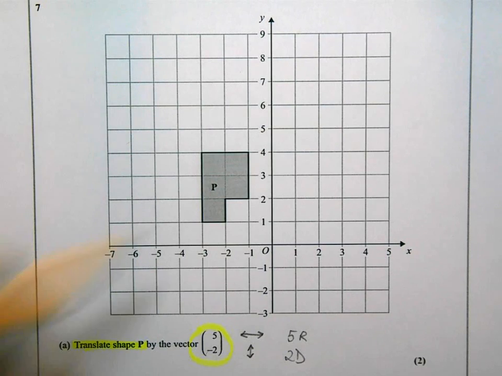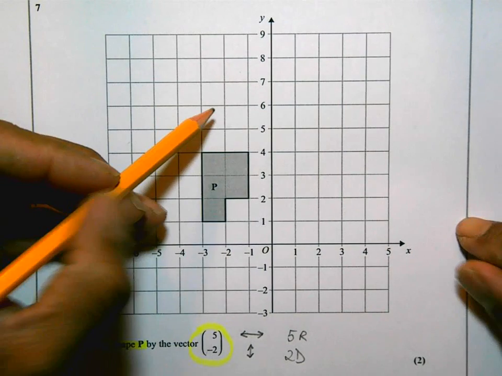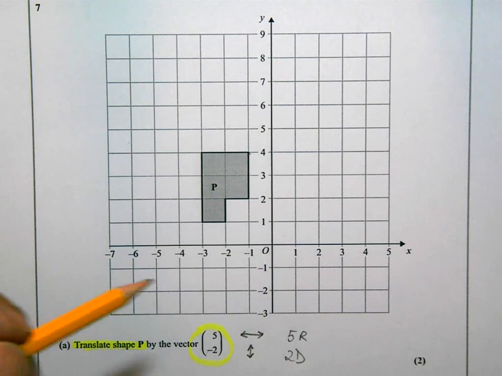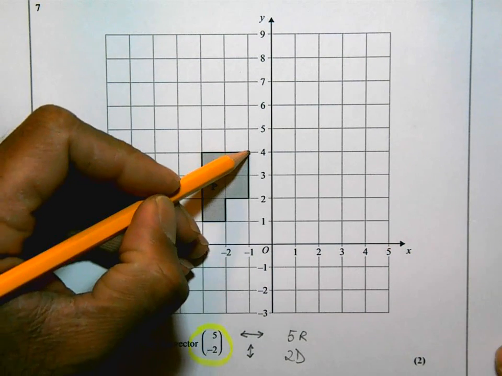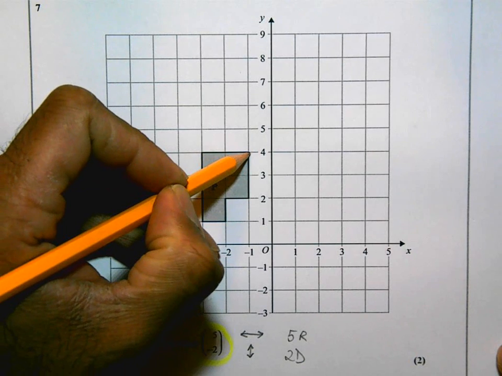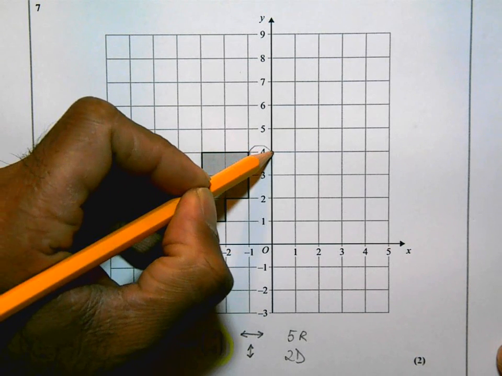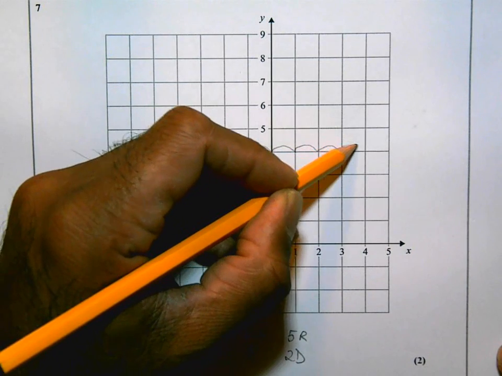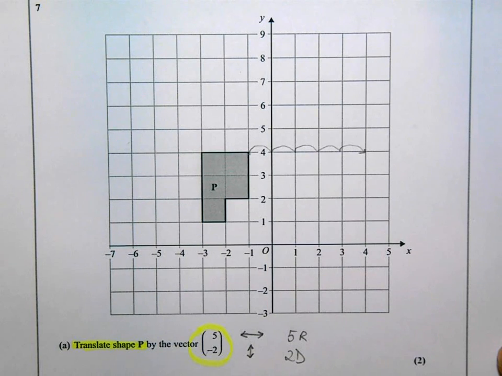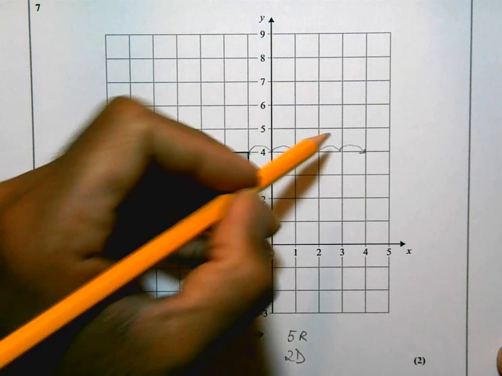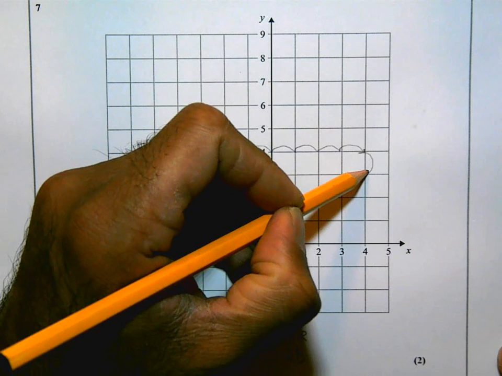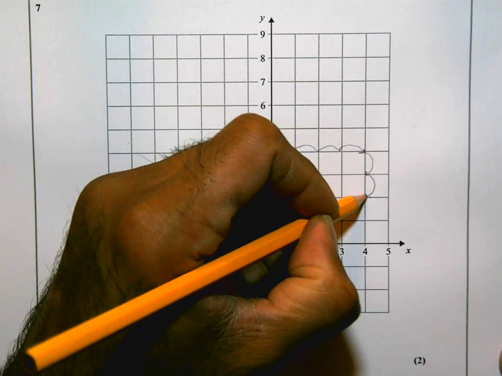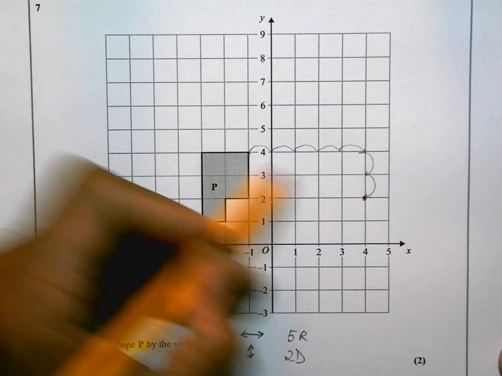And I'm actually going to draw in the arrows here, so I'm going to pick a corner. I could do this from any corner of the shape, right? But I'm going to start from this corner, and I'm going to go 5 units rightwards. 1, 2, 3, 4, 5. Okay, so I've moved it 5, and then I'm going to move down 2. So 1, 2. That's it.